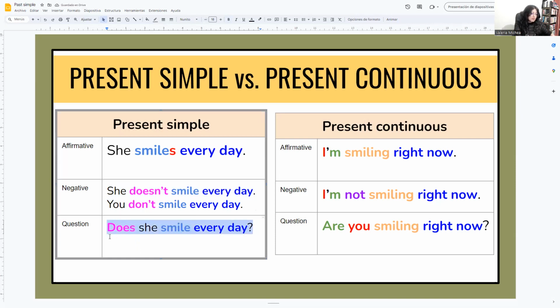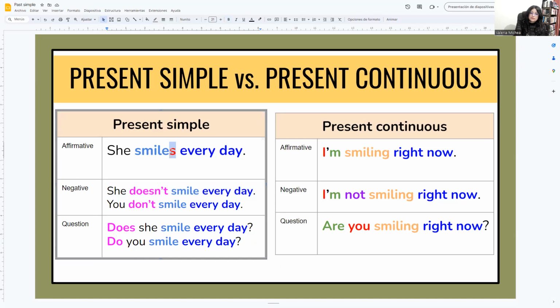And the same is going to happen if I want to ask you a question. If I want to talk to you, I'm going to say, do you smile every day? Do you smile every day? That's also mandatory to keep the difference.